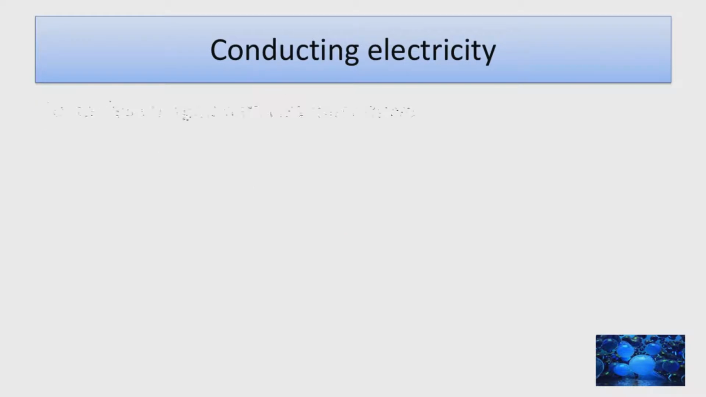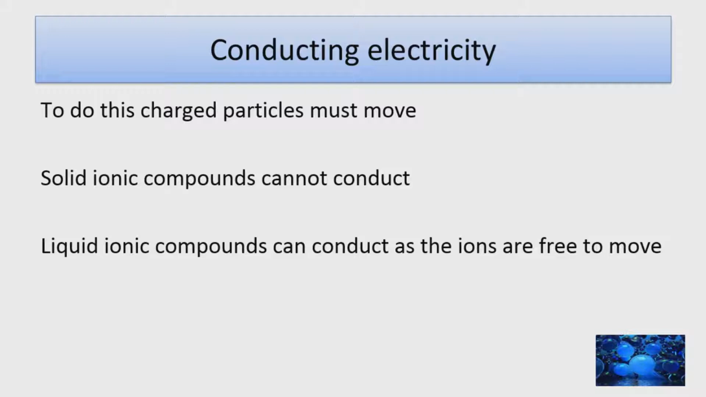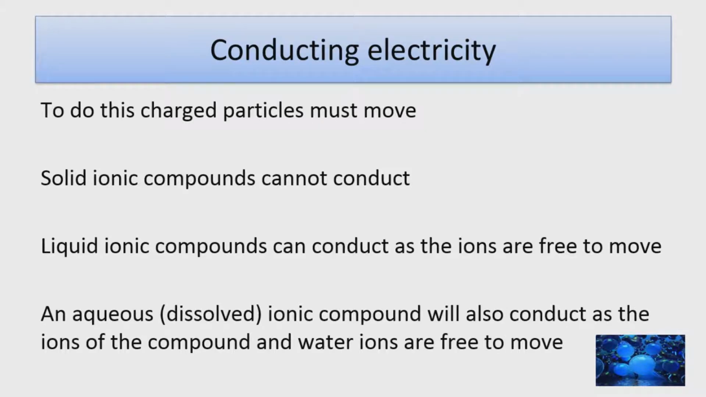To conduct electricity, there must be charged particles that are able to move, and therefore solid ionic compounds cannot conduct electricity because the ions cannot move through the solid lattice. However, if you melt them and turn them into liquid compounds, molten, then they have ions which are free to move. The other way to conduct electricity is to dissolve it in a solution. For example, salt in water, brine, if you like, will have ions in it which are free to move and therefore can conduct electricity.